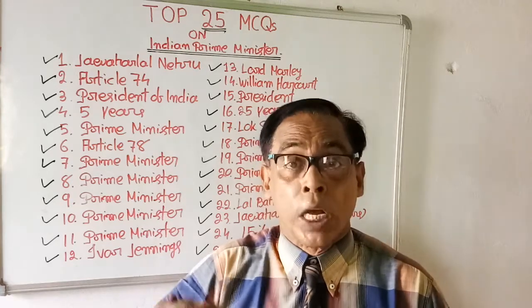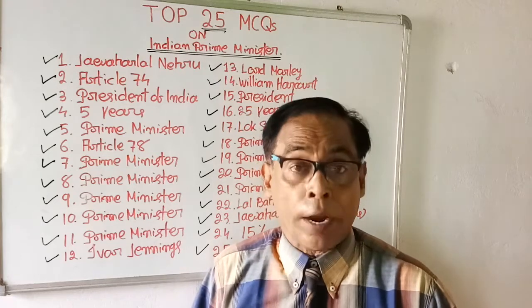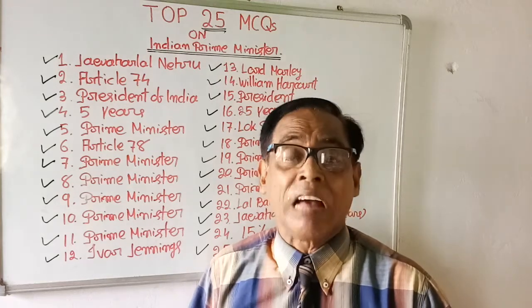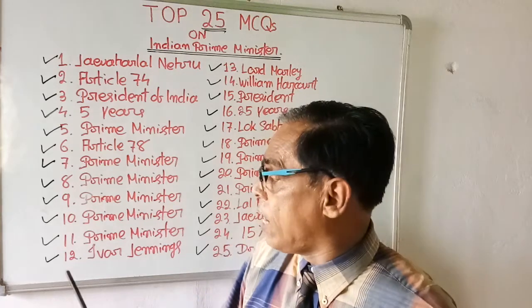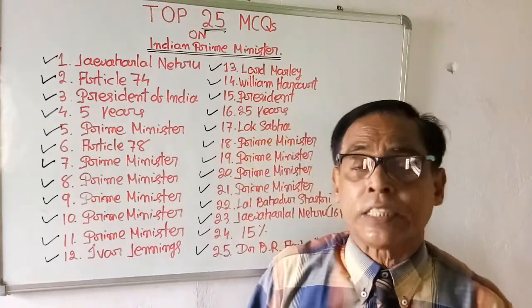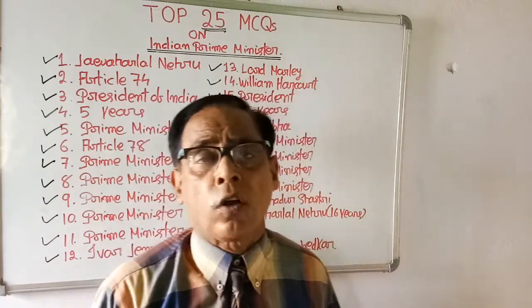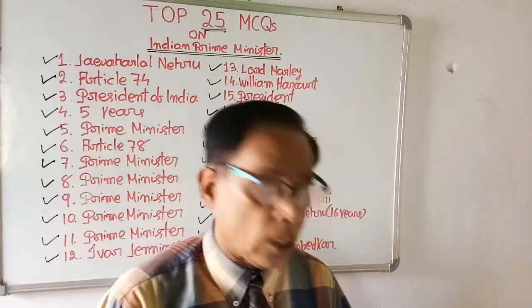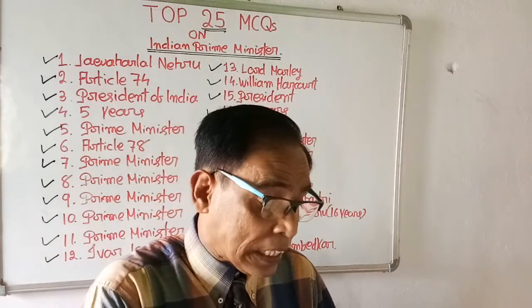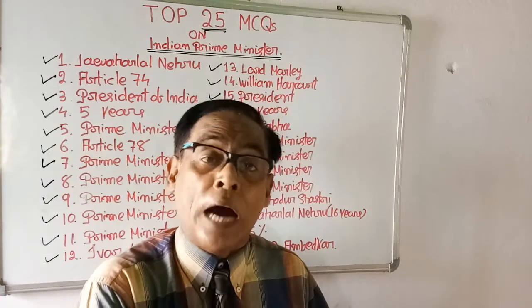Choices are William Harcourt, Lord Morley, Lord Emery and Ivor Jennings. The right answer is Ivor Jennings. Question number 12, Ivor Jennings. Ivor Jennings has told that the Prime Minister is like a sun around which other bodies revolve. Okay, very good. Then come to question number 13. Who described Prime Minister as primus inter pares, first among equals?